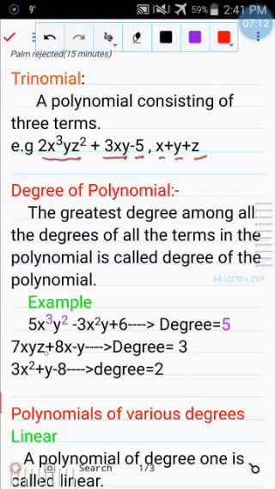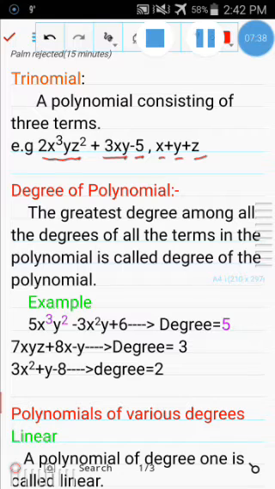In this algebraic expression, the highest degree of the polynomial is 3 because 1, 1 and 1 which is equal to 3. In the last expression, 3x square plus y minus 8, the highest degree in this case is 2. So the degree in this expression is 2.